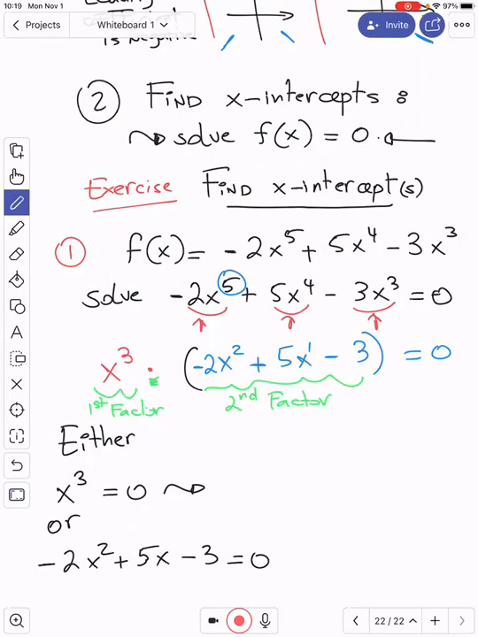x cubed equal to 0. You can just apply the third root to get rid of the cube. All right, so I'm going to apply the third root to both sides. And because 0 times 0 times 0 is 0, the third root of 0 is just 0. So this third root cancels out with the cube. So that's x, just x equal to 0.